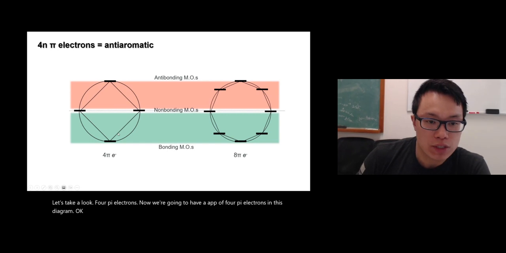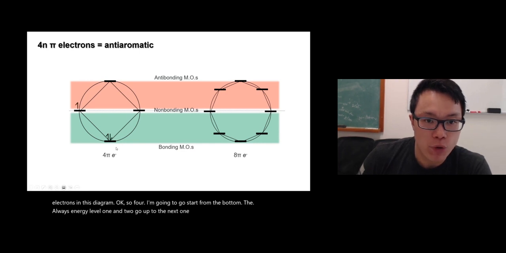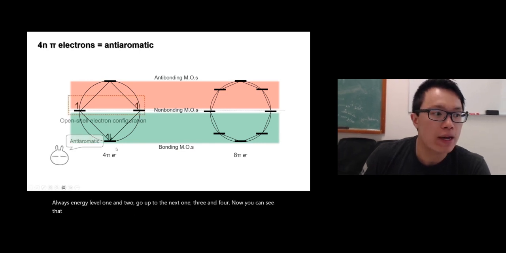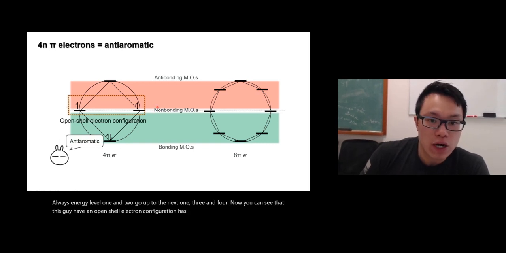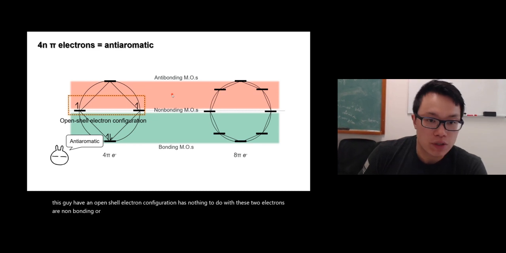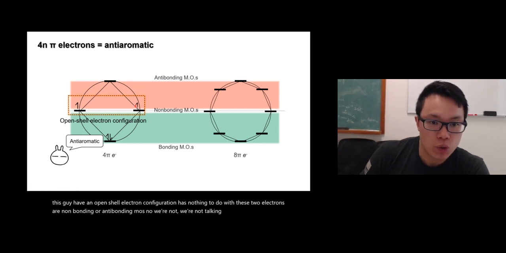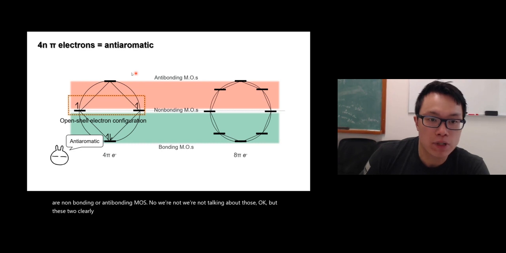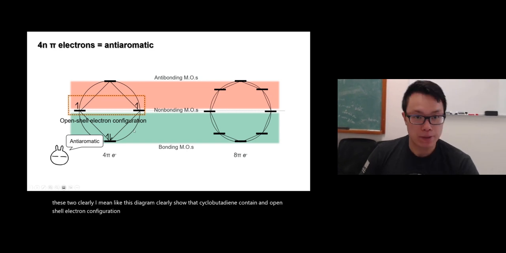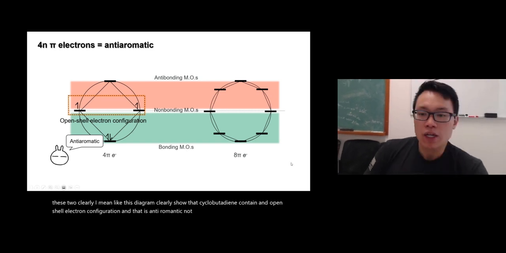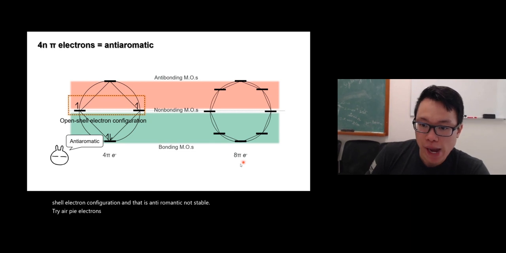I'm going to start from the bottom, the lowest energy level, 1 and 2. Go up to the next one, 3 and 4. Now you can see that this has an open shell electron configuration. It has nothing to do with these 2 electrons being on non-bonding or anti-bonding MOs. No, we're not talking about those. But this diagram clearly shows that cyclobutadiene contains an open shell electron configuration, and that is anti-aromatic, not stable.